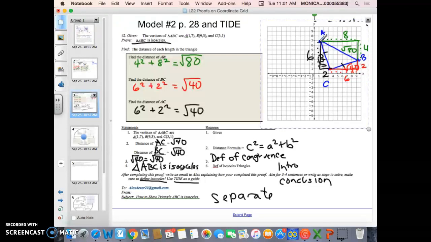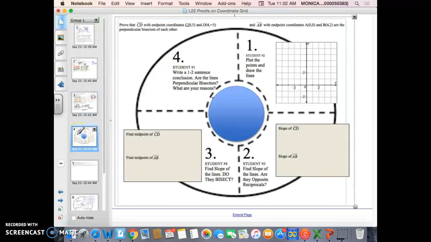Okay? When you're done with your TIDE paragraph, then you can use these 2 model problems. You're going to need to see me, and I've got some wheels for you to work on. Normally we're going to do this as a group, but because you missed the opportunity to work with your group, you're going to do it independently.